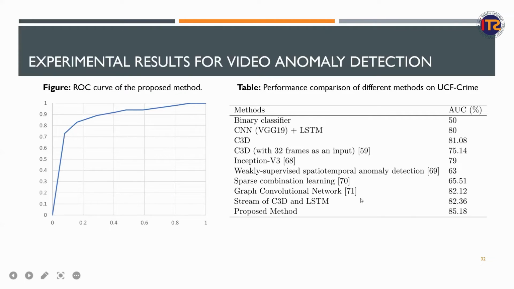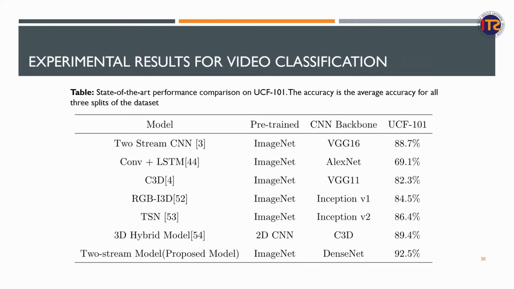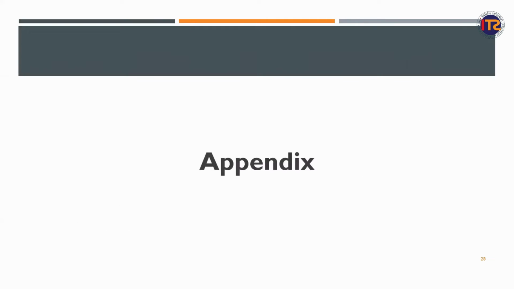Okay, finally, we take a look at the evaluation metric on the ROC curve. Also, our method shows it is better. If you take a look at the percentage, our method is better than all the others based on the UCF Crime data set. So it's time to conclude my presentation.